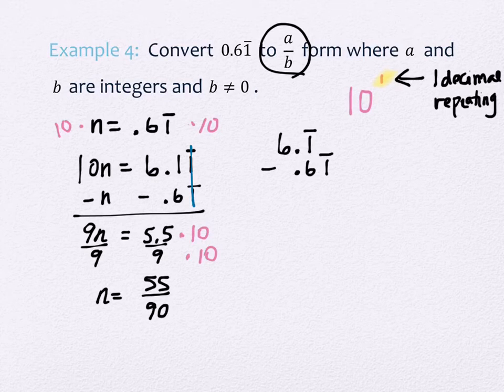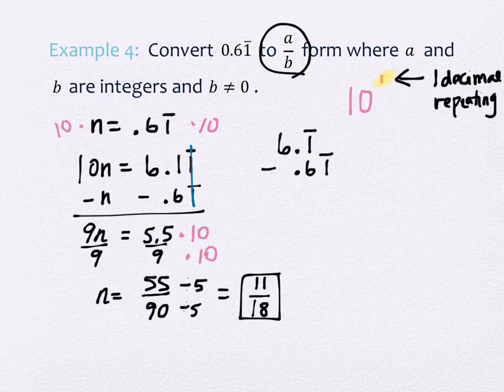Do we get to leave it like that? No, we need to reduce it. So yeah, by 5 is a good number here. So we'll divide by 5. What do I get? 11 over 18. Check it. Grab your calculator. 11 divide by 18. Is it 0.61 with the 1 only repeating? It is.